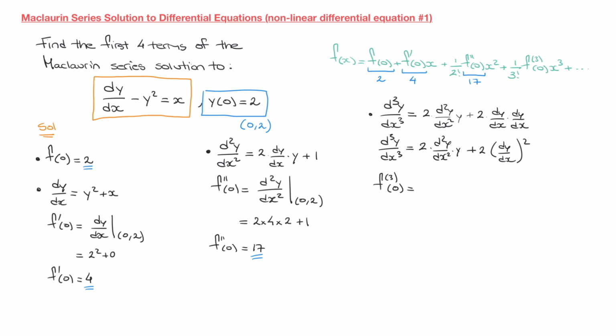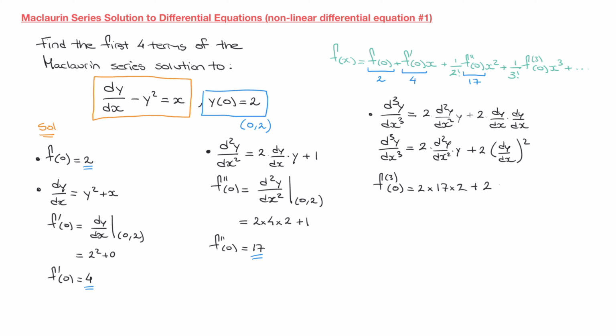And we need the value of y when x equals 0, which we know is 2. And last but not least, we'll need the value of the first derivative when x equals 0, which we saw earlier on is 4. And so let's see, this becomes 2 times the second derivative when x equals 0, so that's 2 times 17, times the value of y when x equals 0, which we just said is 2, plus 2 times the value of the first derivative when x equals 0 squared, and so that becomes 4 squared.